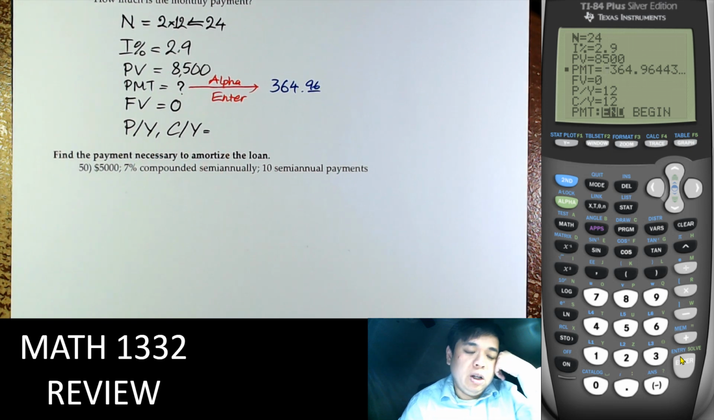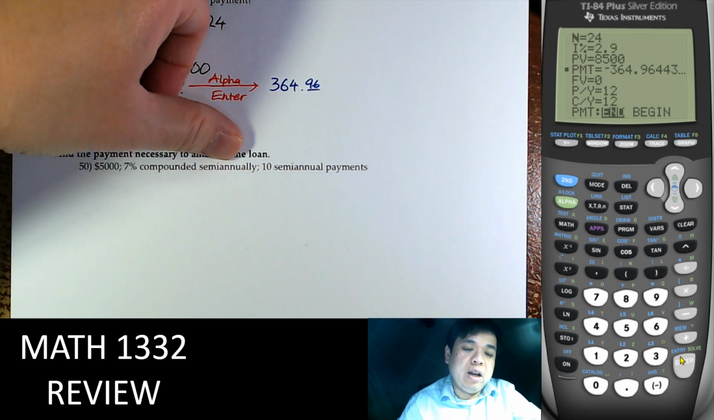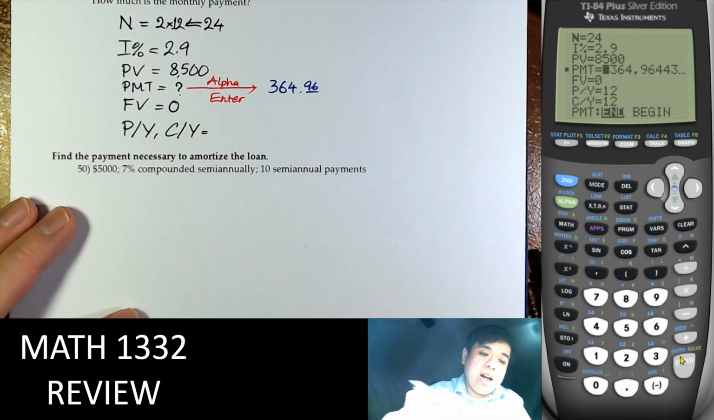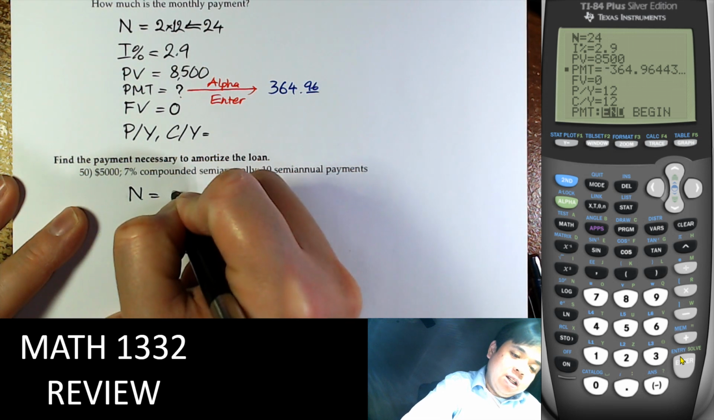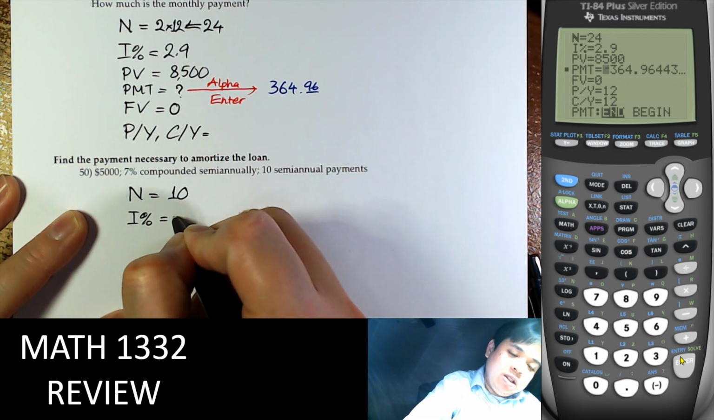So that's all we do. Next, $5,000 at 7% compounded semi-annually, and we have 10 payments total. So again, we'll write out everything. 10 payments total. The interest rate of 7%.